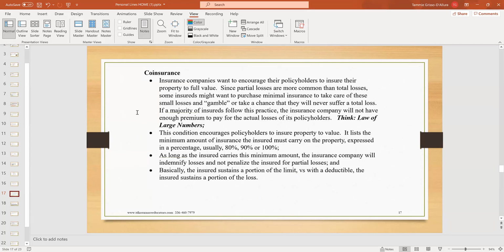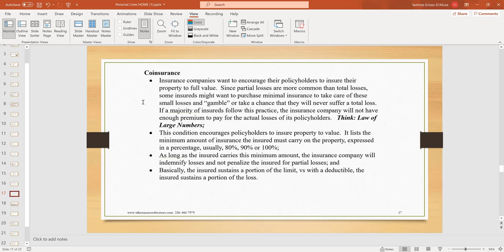Now, what is coinsurance? Well, insurance companies want to encourage their policyholders to insure their property to full value. Since partial losses are more common than total losses, some insureds might want to purchase minimum insurance to take care of these small losses. Basically, they're gambling or taking a chance that they will never suffer a total loss.